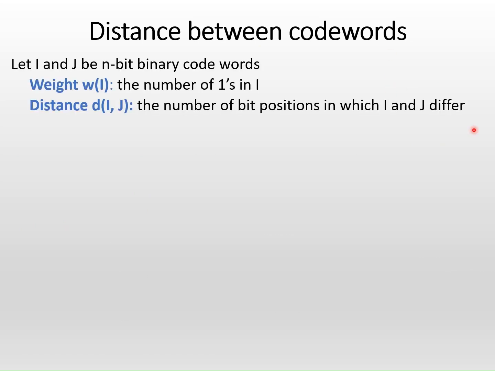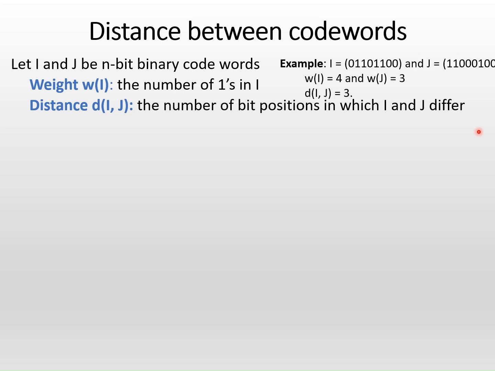Now other terminology, let's go through it first, and then we are going to see how the number of check bits is determined. Suppose i and j are n-bit binary code words, not the data, we are considering the complete code word. Then the weight of that code word is the number of ones in i, w_i or w_j, and the distance of two code words d_ij is the number of bit positions in which i and j are different.